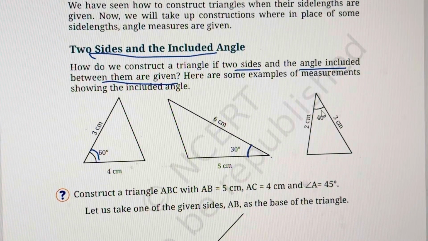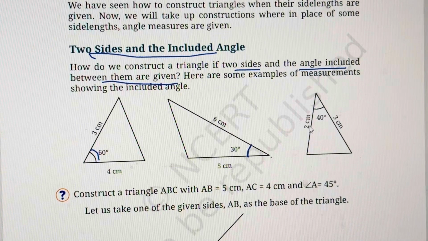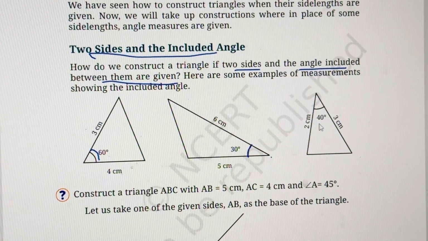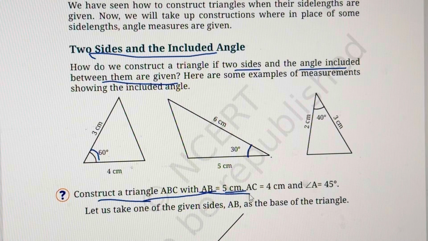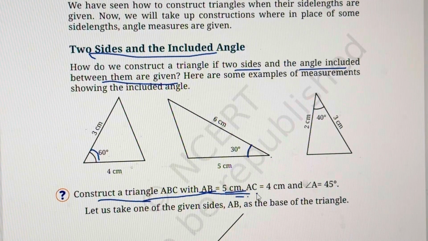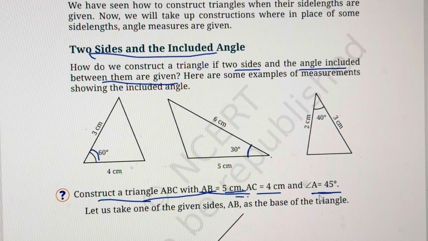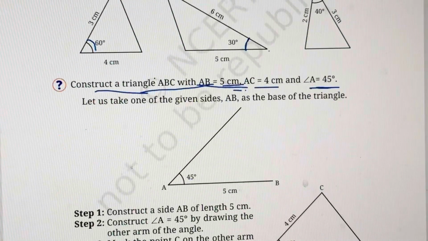Similarly, here two sides are given. So this is the included angle, right? So that is the meaning of two sides and the included angle. So we can construct it in any angle at any place. Okay, so let us learn how to do that. So question number 1 is, construct a triangle ABC with AB as 5 centimeter, AC as 4 centimeter, and angle A as 45 degree, right? So we will construct. These are the steps given.